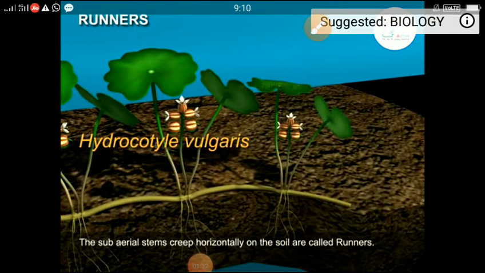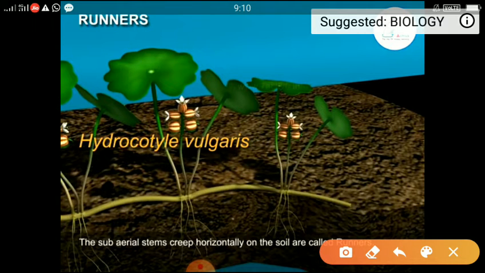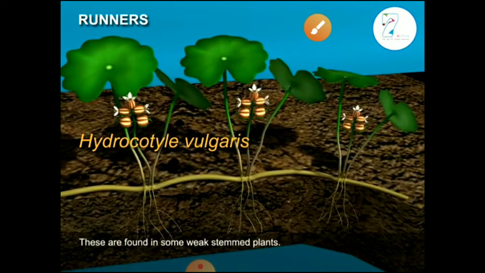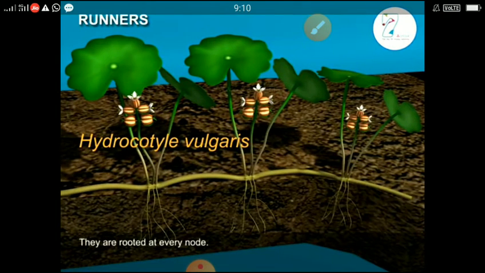Runners. The subaerial stems that creep horizontally on the soil are called runners. Listen, runners always grow horizontally on the soil. Such stems we can call runners. These are found in some weak-stemmed plants like Hydrocotyle vulgaris. They are rooted at every node.